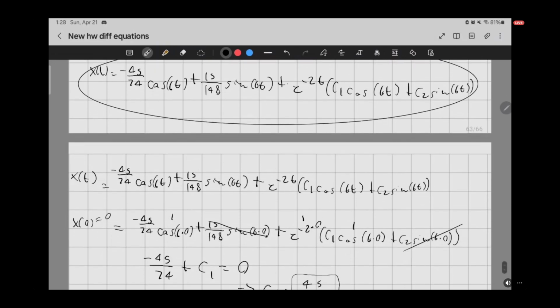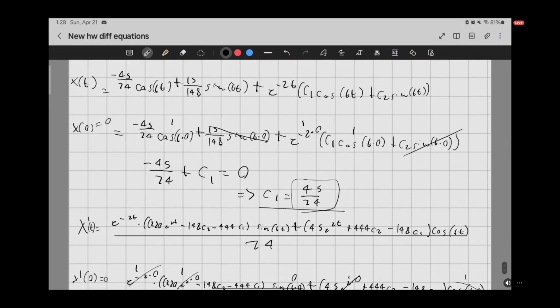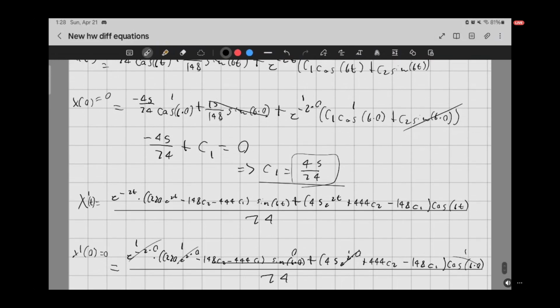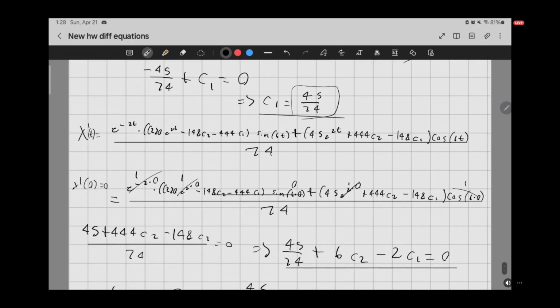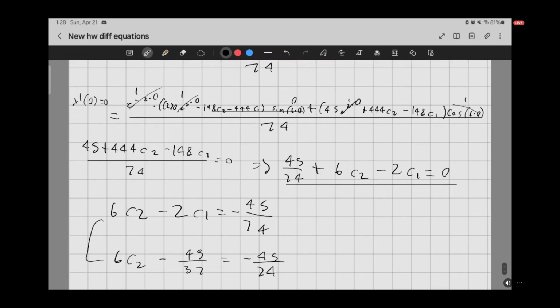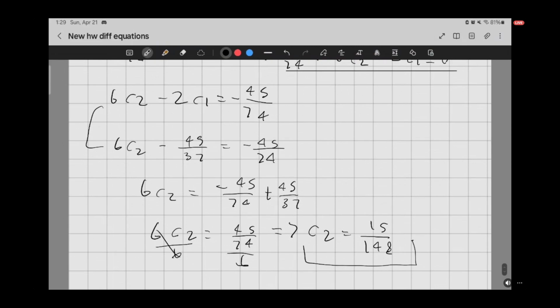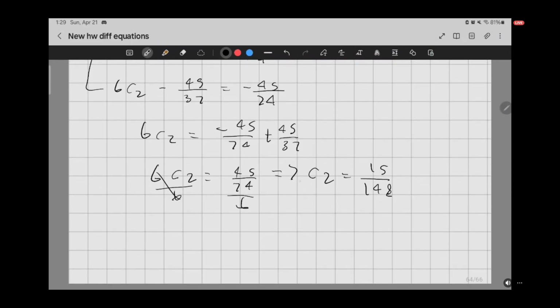And now we are going to plug in 0 into our general solution. So now we will know that c1 is equal to 45 over 74. And then we will get the derivative of our general solution and plug in 0 into it. And then we will get 45 over 74 plus 6c2 minus 2c1. And then we can put both of our equations into a system of equations to get c2. And c2 is going to be 15 over 148.